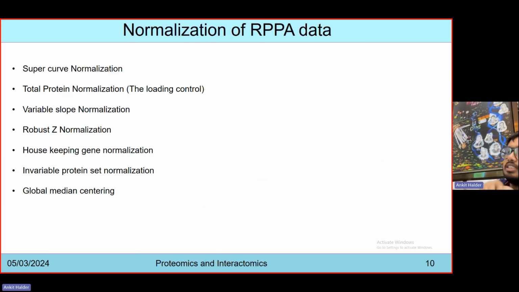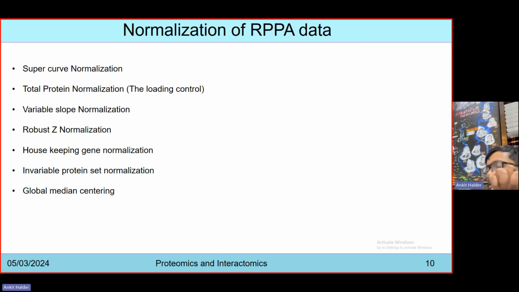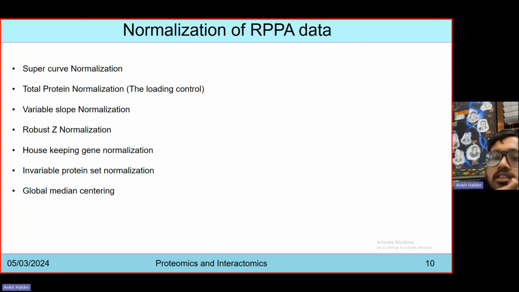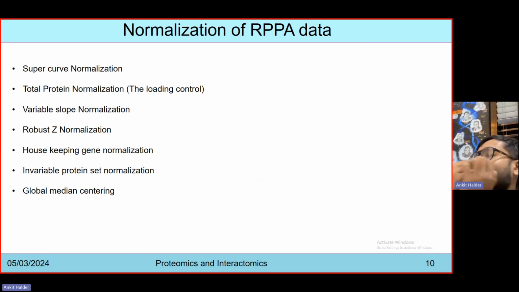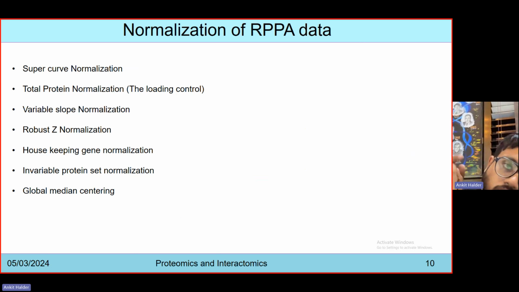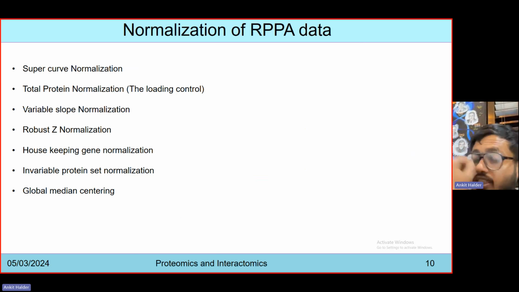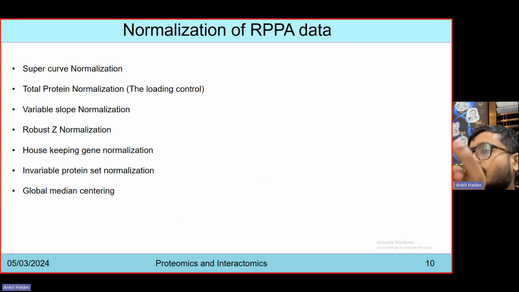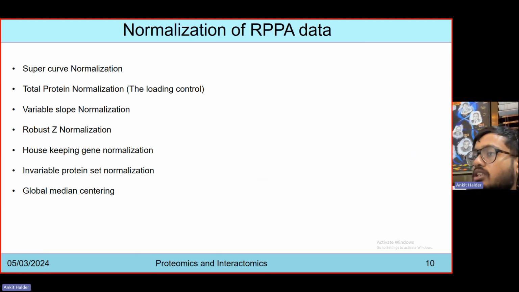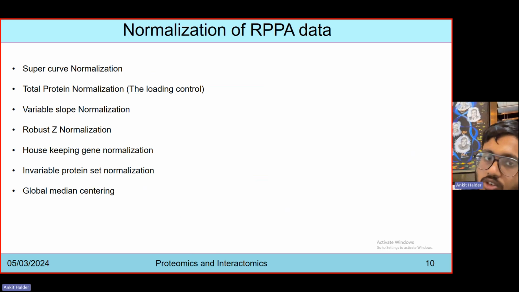Now, different kinds of normalization can be used, but all of them will give you different kinds of dimensions to your data. So you need to be very careful in understanding which kind of normalization will suit your data best. Either supercurve normalization, total protein normalization, loading control, variable slope normalization, robust Z normalization, housekeeping Z normalization.